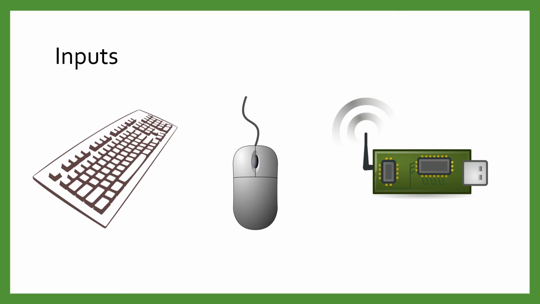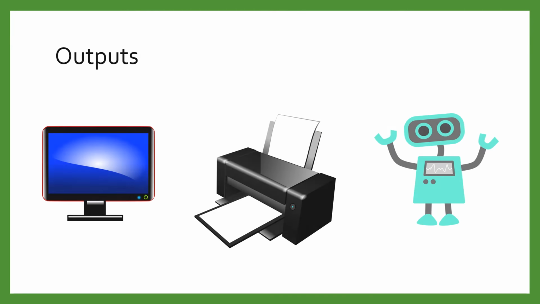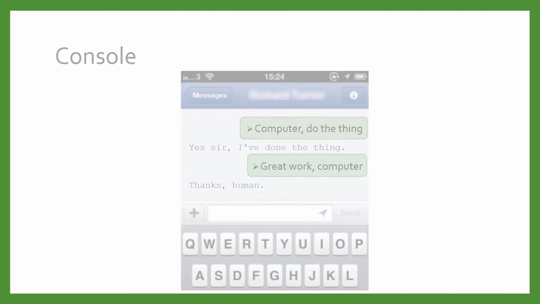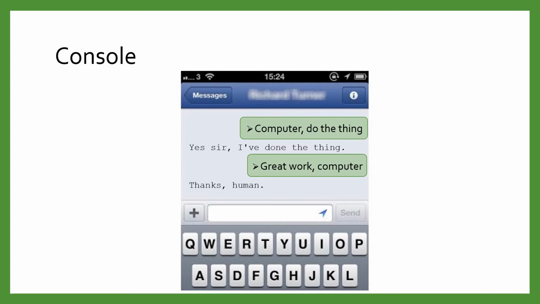Examples of input are data typed by a keyboard, movements made by your mouse, data from the internet, and data from sensors. Examples of output are pixels on your screen, paper out of your printer, or the movement of a robotic arm. Computers take in data from users and put out results.